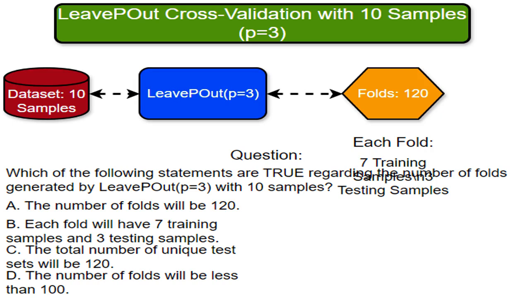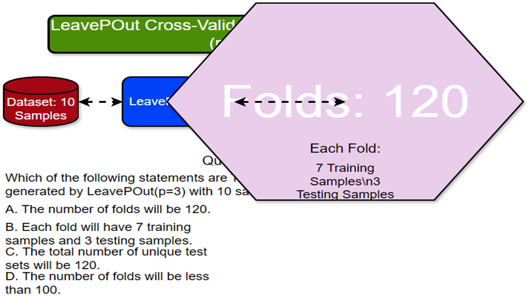This is the overall description of the problem. We're going to use LeavePOut cross-validation on a dataset with 10 samples. We will remove 3 samples at a time and use the remaining samples for training and the removed samples for testing. Each round of testing, a fold, in LeavePOut involves using 7 samples for training and the remaining 3 for testing. We always maintain this division.